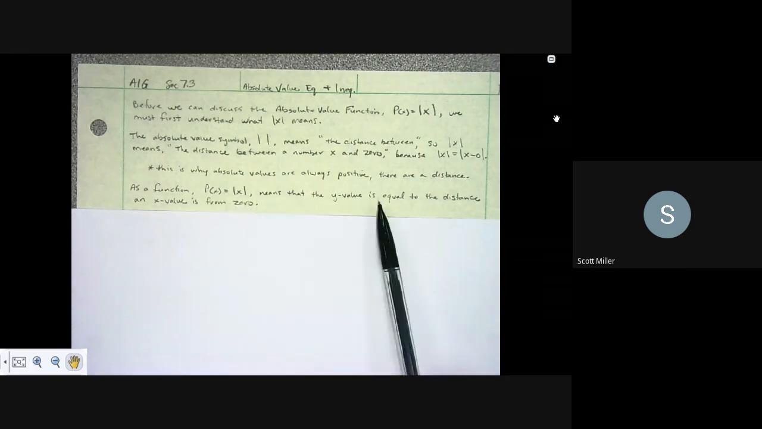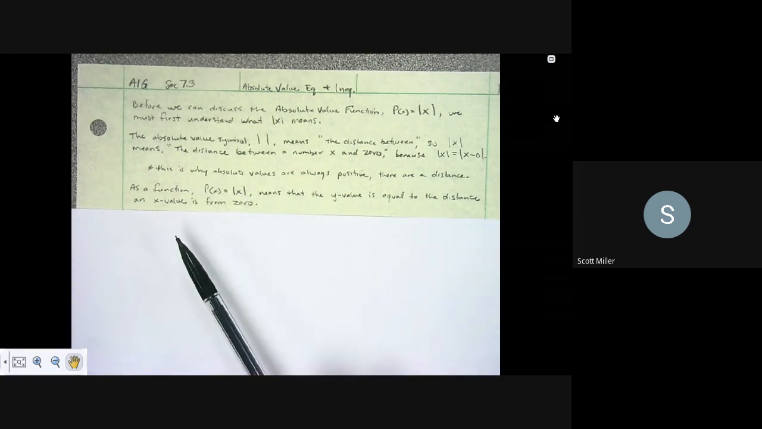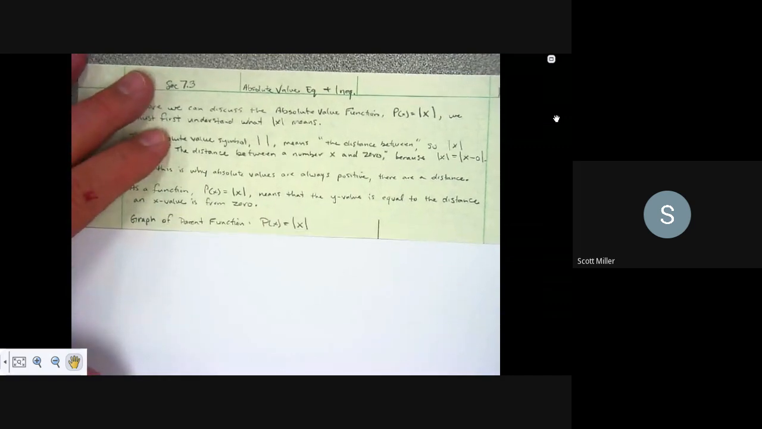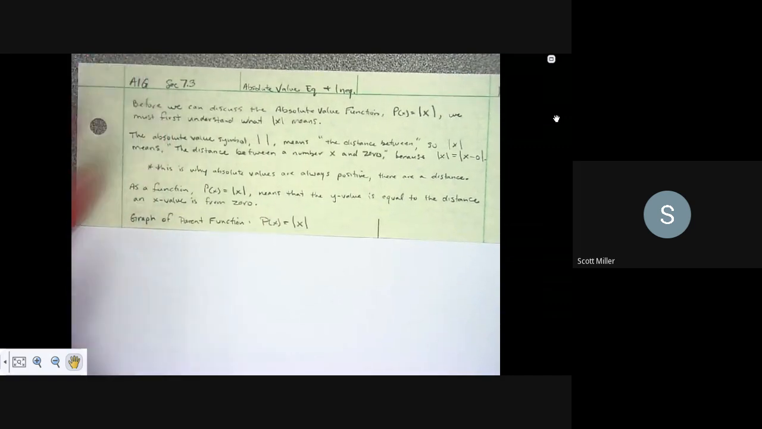As a function, p of x equals absolute value of x means that the y value is equal to the distance an x value is from 0. So this y value is equal to the distance this number x is from 0. And so this gives us our parent function. This is a function that all absolute values are related to, and I'm going to go ahead and show you some characteristics about it.